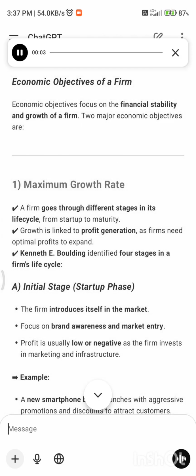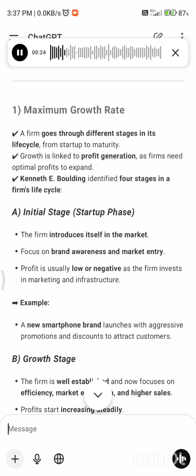Economic objectives focus on the financial stability and growth of a firm. Two major economic objectives are: 1. Maximum growth rate. A firm goes through different stages in its life cycle, from startup to maturity. Growth is linked to profit generation, as firms need optimal profits to expand. Kenneth E. Boulding identified 4 stages in a firm's life cycle.